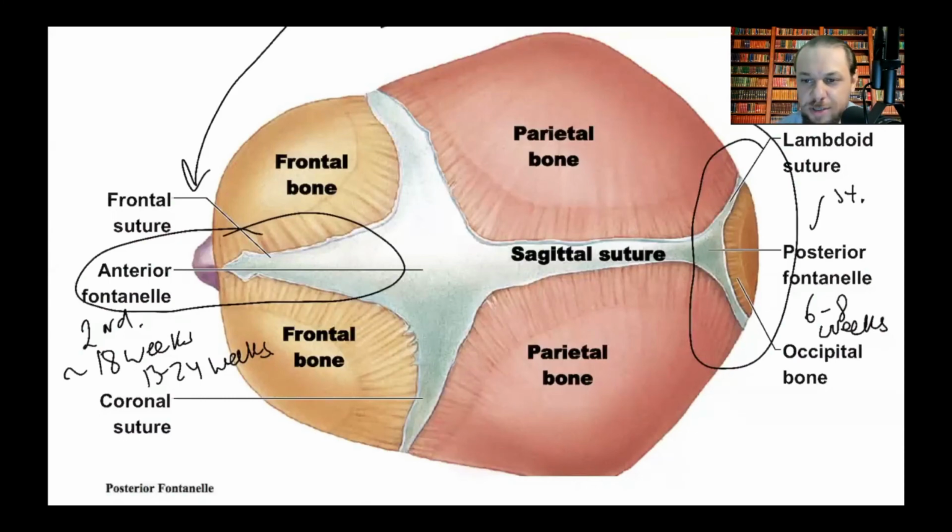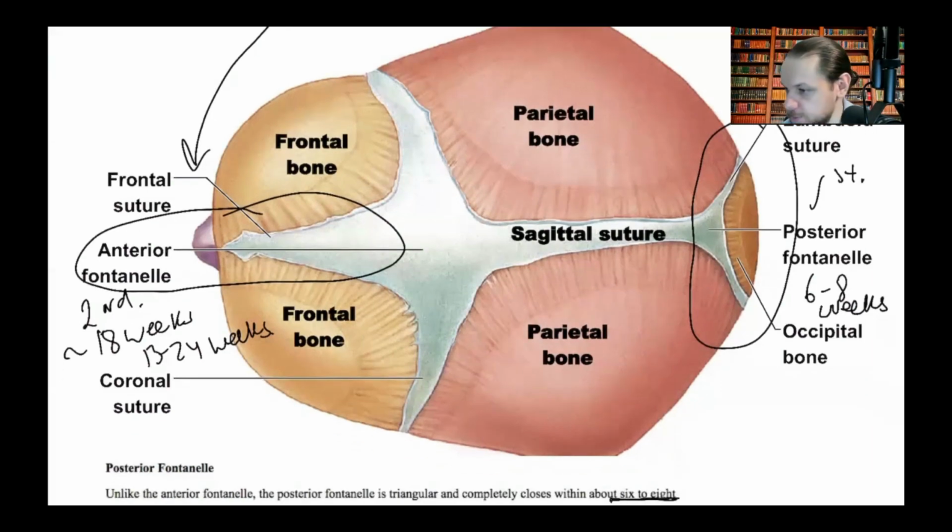Certainly, because when you have numbers and you have one closing before the other, it's always a good test question to put on your exam in pediatrics. When does the posterior fontanelle close? When does the anterior fontanelle close? Which is the first fontanelle to close? And what type of data can you gather from these fontanelles? Any questions about this one?